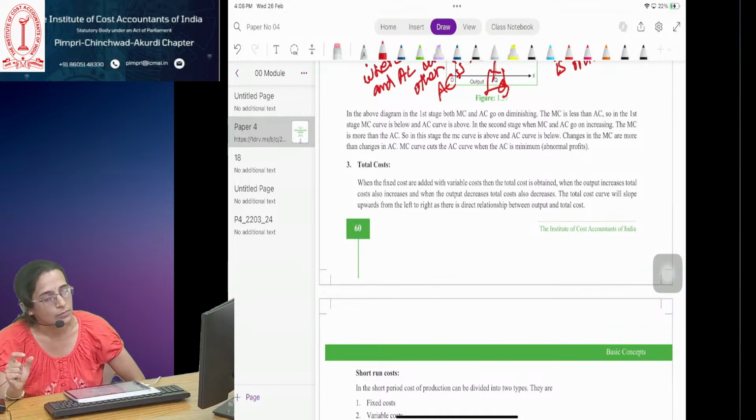See, Piyush, if the output increases, variable cost will also increase. So, if the output increases, total cost will also increase. So, there is a direct relationship between total cost and output, and total cost and variable cost. Got it?